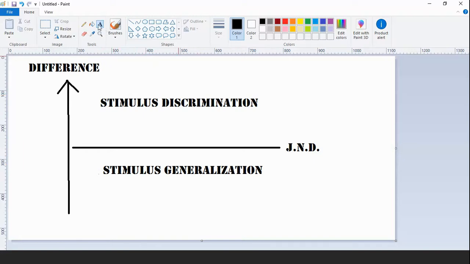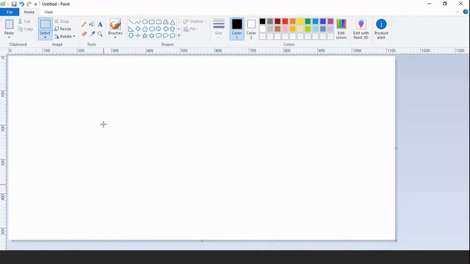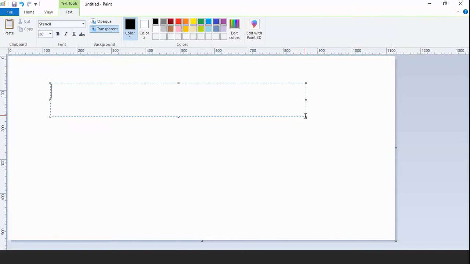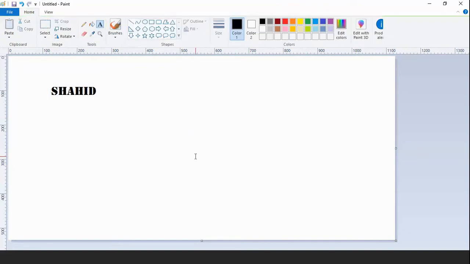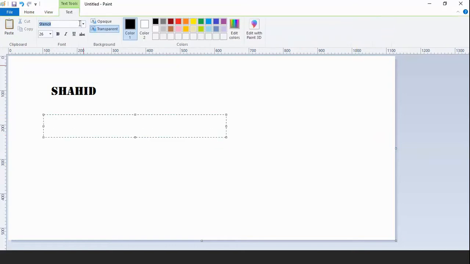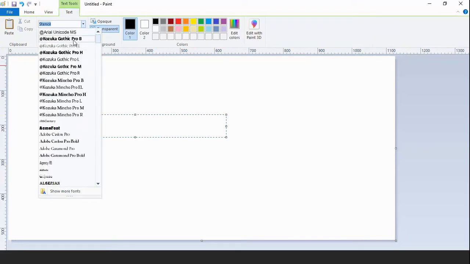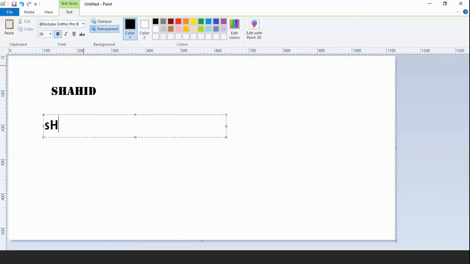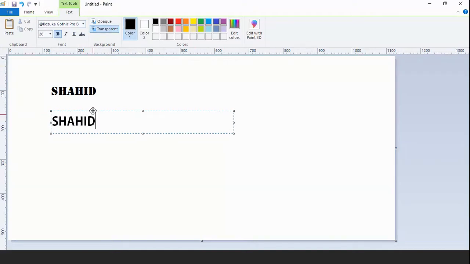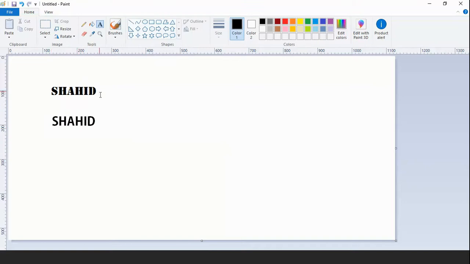Now, here's the thing. If I ask you, let me just delete this. If I ask you to see this word, this font, versus, let's say, this one, you can easily differentiate. The difference is a lot. You can say that they are two different fonts, right?